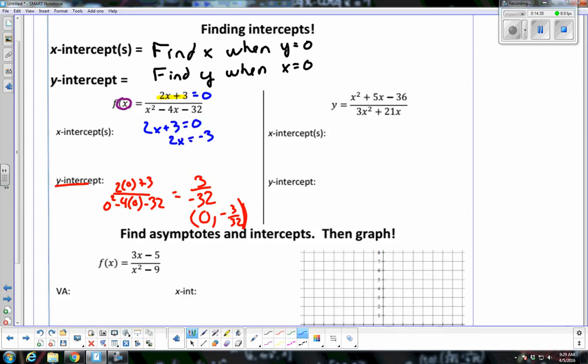So that means my x-intercept would be negative 3 halves, 0. That would be my x-intercept. So there you go, there's one set. Let's look at the other side.